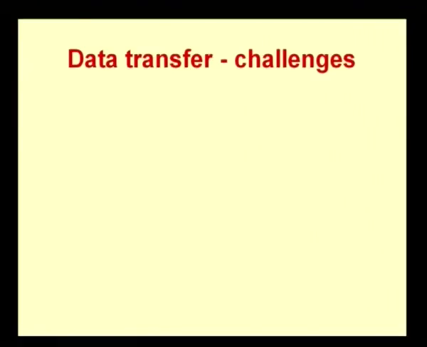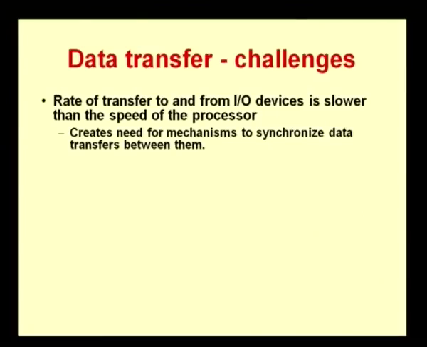So, under whose control will the data transfer take place? Is it under the control of the processor, or is it under the control of the device? Let us look at what the challenges are with respect to data transfer. Depending on the challenges, we can decide on who should initiate the transfer. So, what are the challenges that we have?